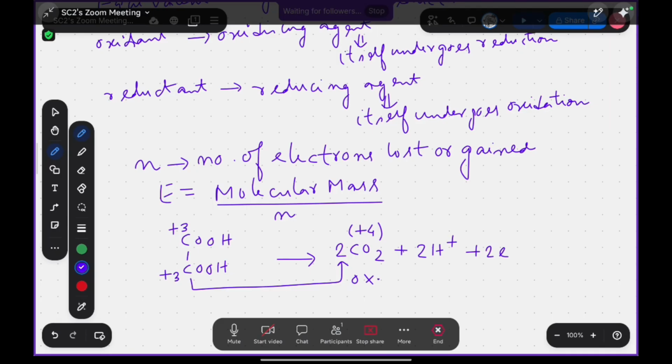+3 changing to +4. That means per carbon, it is 1 unit change. +3 to +4, 1 unit change. Since we have 2 carbons, the total change is 2. So for this reaction, N is equal to 2.